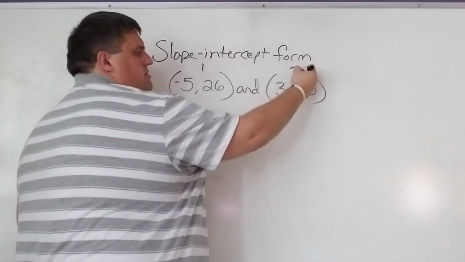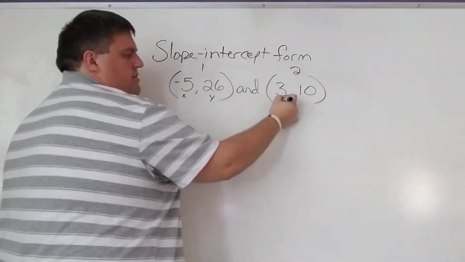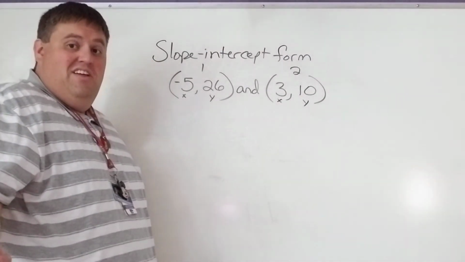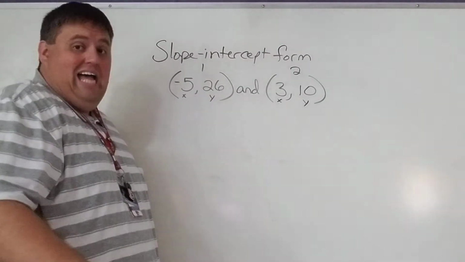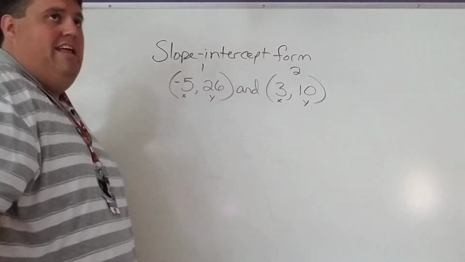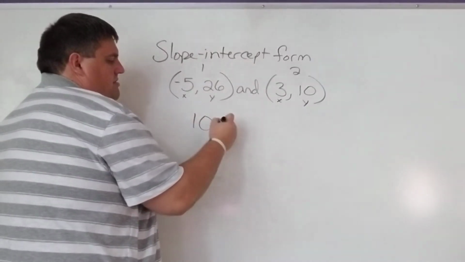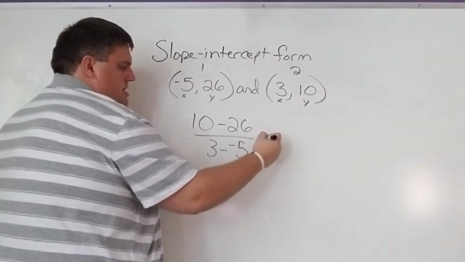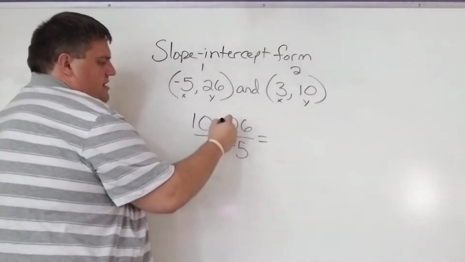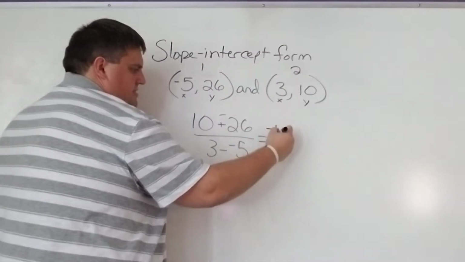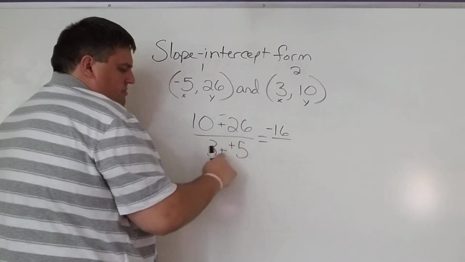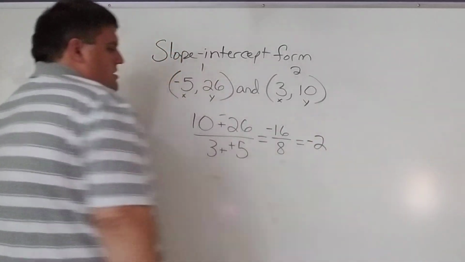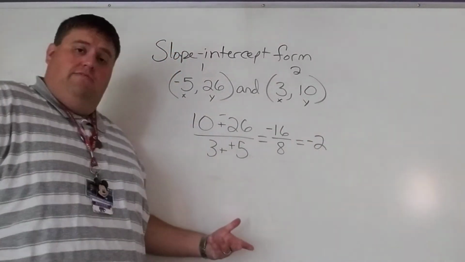This is point 1, this is point 2. If you want to write little x's and y's to help you out, you can do that too. If you haven't noticed from just these 2 days, you're going to use this thing to find slope a lot. So the better you get at it, the better that will be. So y2 minus y1 over x2 minus x1 is going to give us, let's see here, 10 plus -26 is -16. 3 plus 5 is 8. And -16 over 8 simplifies to -2.